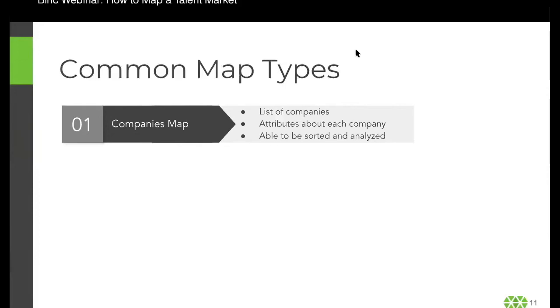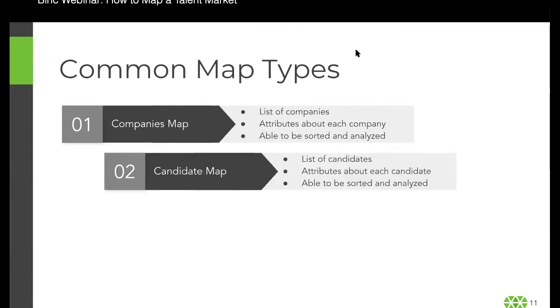And so the company's map view will include the list as well as a handful of attributes about each of those respective companies so that that map could be sorted and filtered for the purpose of prioritization, planning, strategizing, et cetera. Second type of map that's common is a candidate map.